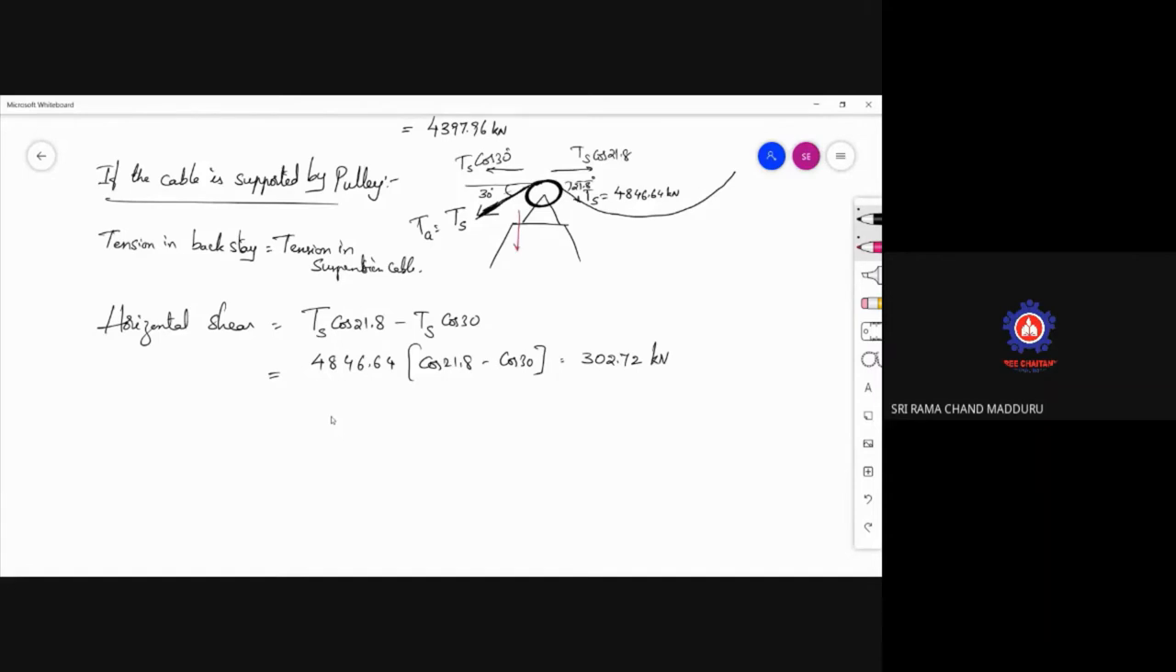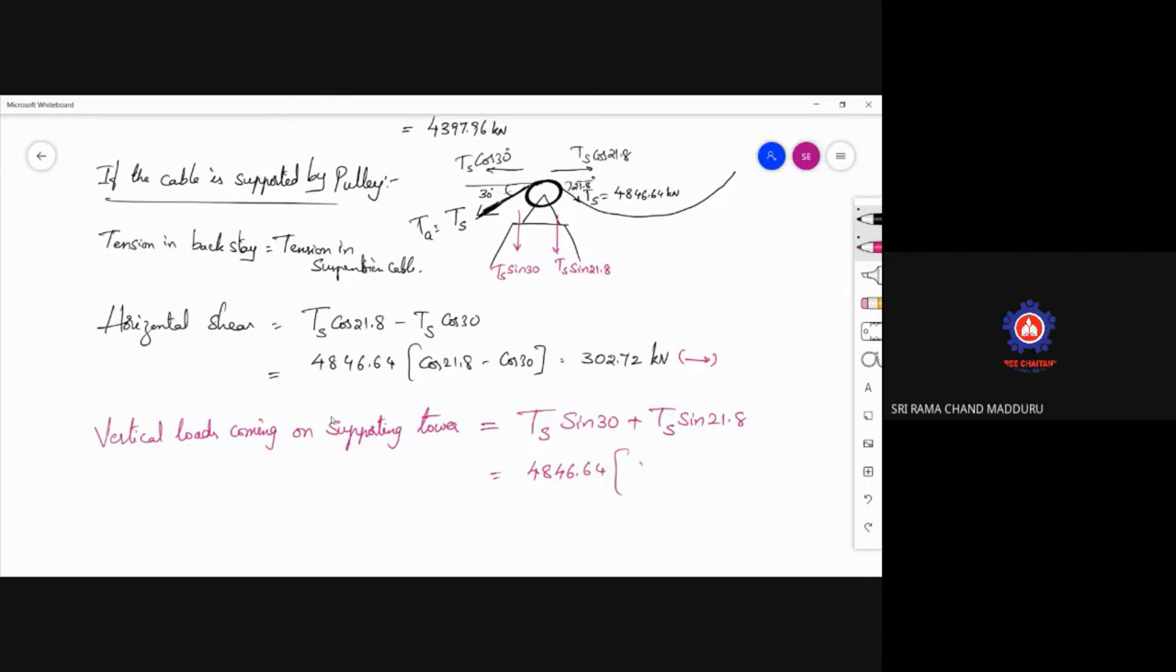So vertical force is TS sine 30, and this is also TS sine 21.8. So vertical force, just for the horizontal shear, what is the direction of this one? This is the direction. Vertical loads coming on the supporting tower is equal to TS sine 30 plus TS sine 21.8. So TS is 4846.64 into sine 30 plus sine 21.8.